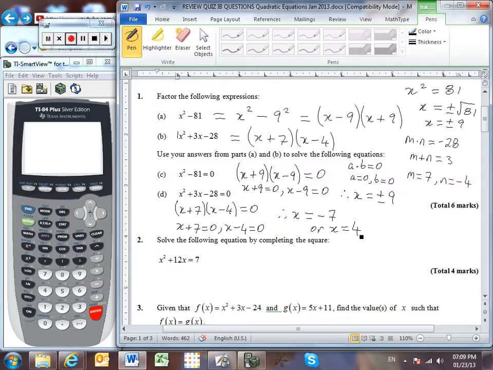What happens when x is 4? I've got 4 squared is 16, plus 3 times 4, that's 12. 16 plus 12 is 28. 28 minus 28 does give us 0. They're both correct. I am done. Let's move on to question number 2.